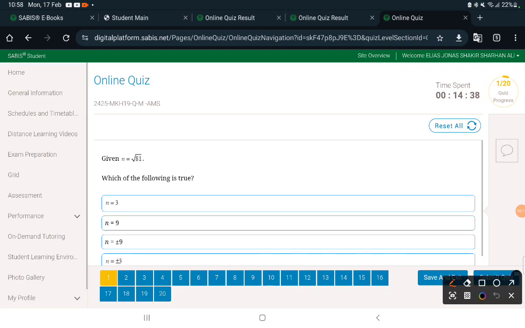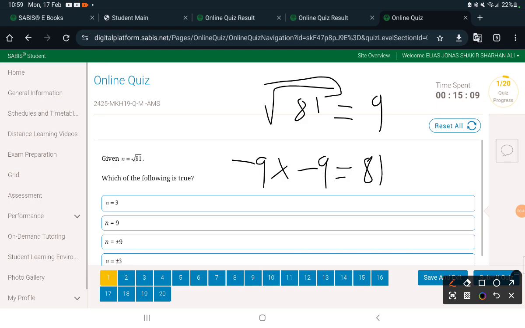So n equals radical 81. This is like a copy-paste question from last week's quiz. Whenever you have a number inside a radical, the answer is only going to be the positive root, not the negative root. So here we have radical 81, which is just 9. Because we only write the positive root, you can't write the negative root. Even though negative 9 multiplied by negative 9 equals 81, the radical sign makes that answer incorrect. So the answer will just be 9.